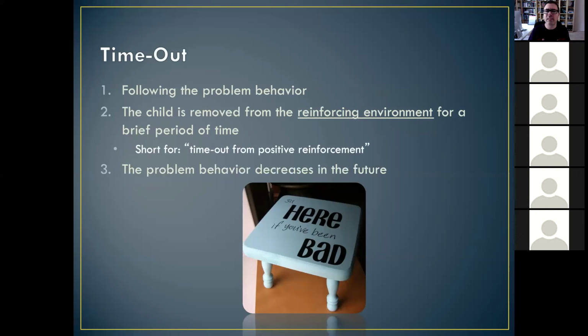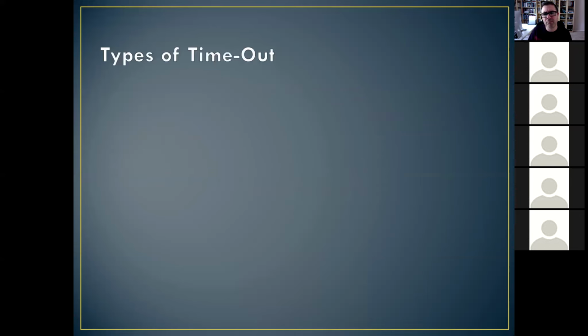So it's only timeout, a form of negative punishment, if the removal of the child from the reinforcing environment reduces the future probability of the problem behavior in similar circumstances. So there's two different kinds of timeout. Does anyone remember what they're called? You can type on the chat box. We can try this out to see if we can be interactive.